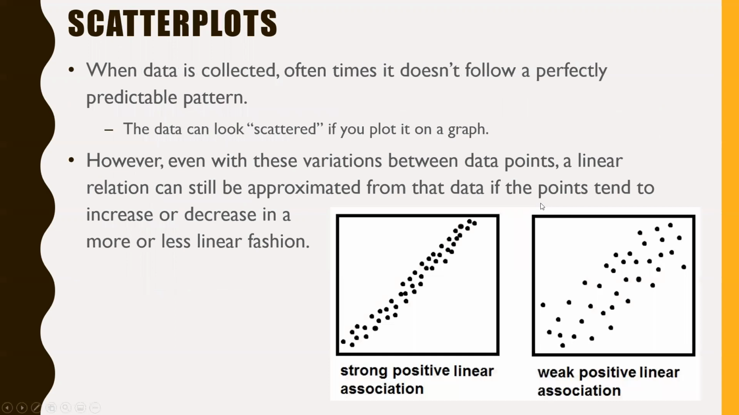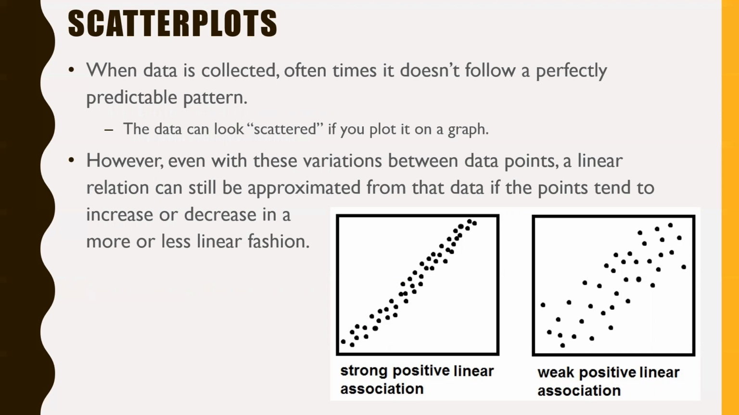Here's the lesson. So first of all, to get right to it, a scatter plot. When data is collected, sometimes or oftentimes it doesn't follow a perfectly predictable pattern. In other words, it doesn't always line up exactly on a perfect line. So the data can look scattered if you plot it on a graph, hence the name scatter plot.